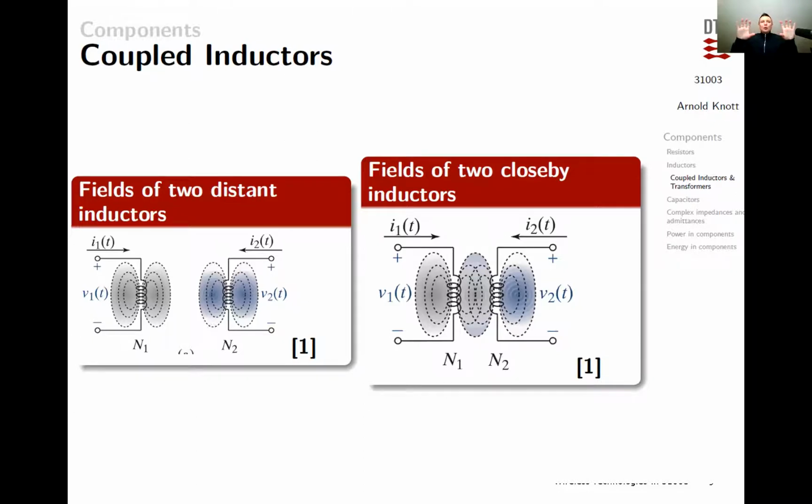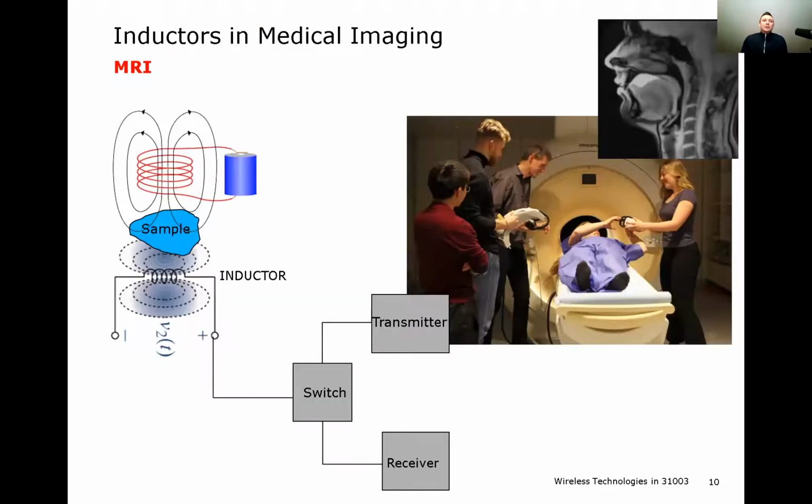If you take two identical inductors and place them close to each other, they will share the magnetic field and they will share the signals. And this has a very wide variety of applications. One application is in medical imaging: magnetic resonance scanners are nothing else than one big electromagnet.